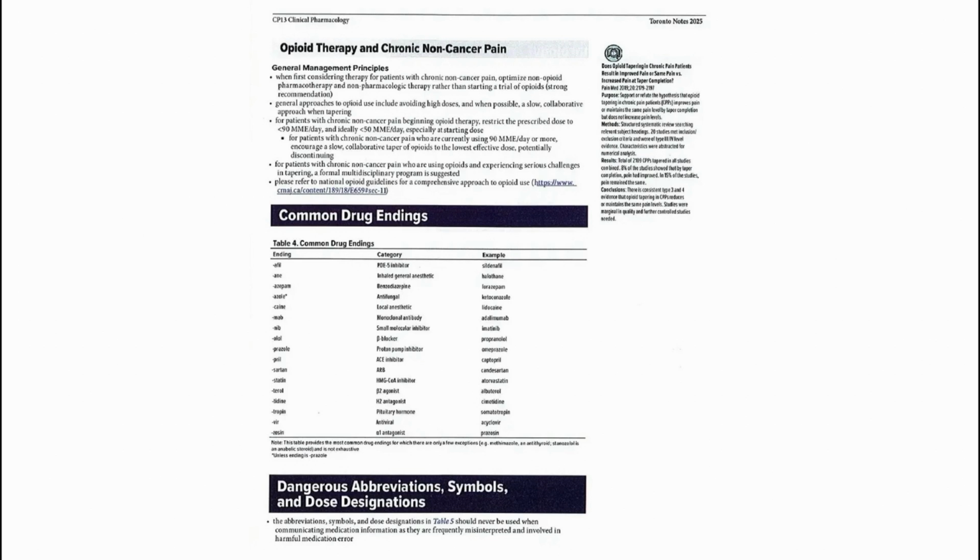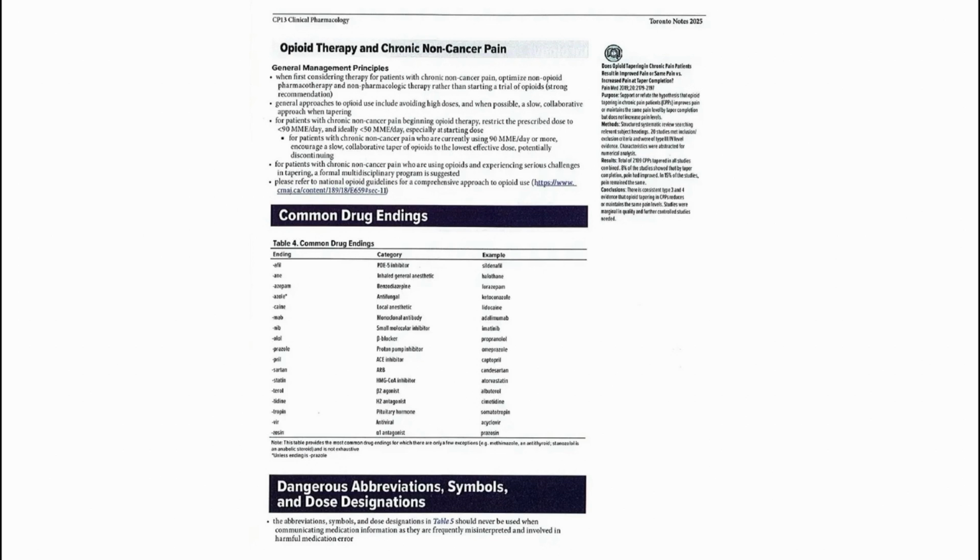Caine represents local anesthetics. Examples include lidocaine. These drugs block sodium channels and prevent nerve conduction. MAB represents monoclonal antibodies. Examples include adalimumab. These biologic medications target specific immune molecules and are widely used in autoimmune diseases and oncology. NIB represents small molecule kinase inhibitors. Examples include imatinib. These medications inhibit intracellular signaling pathways involved in cancer cell growth.